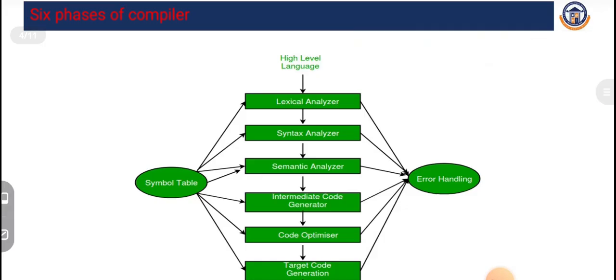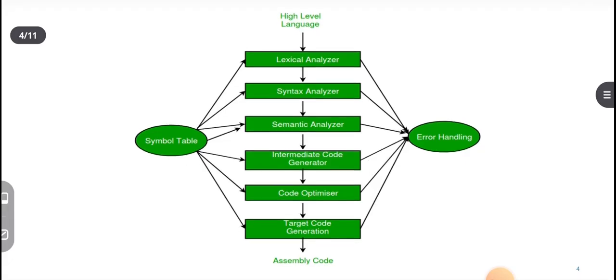This is the block diagram of the phases of compiler. There are 6 phases of the compiler. We give the input as a high level language program, which is a user designed program. We apply that input to the first phase of the compiler, which is the lexical analysis. After completing the lexical analysis, it will be processed by the second phase, the syntax analysis. After completing the syntax analysis, the next phase of the compiler is the semantic analysis.